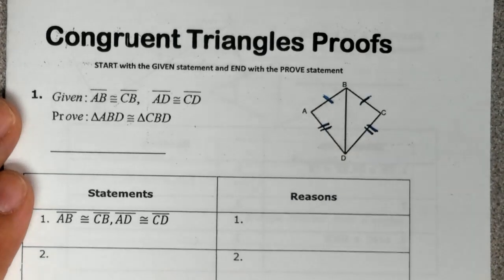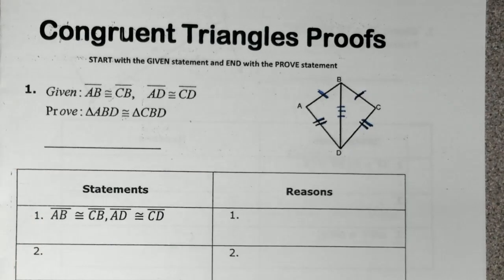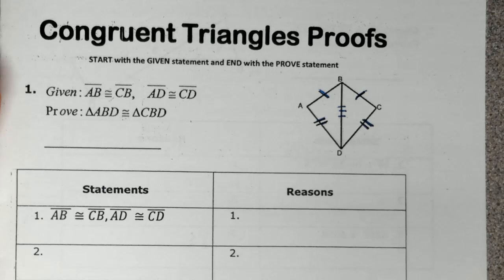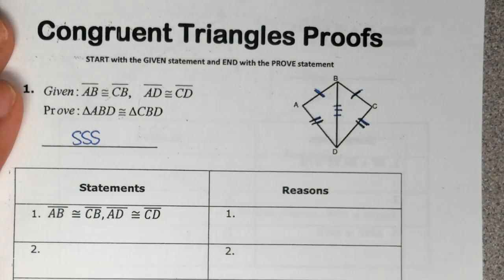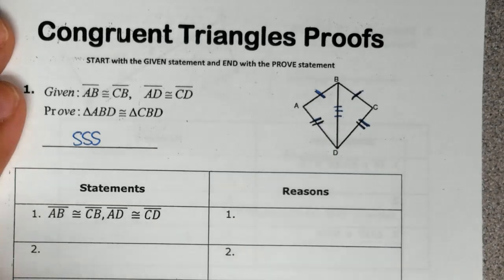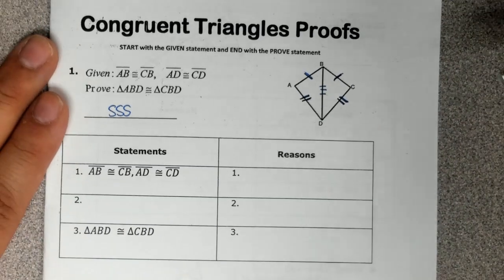What else could I add to this picture? The middle tick marks, do y'all agree? And then what kind of triangles do I have? Side, side, side. So this is going to guide what we're doing in our proof. Now that we've determined that, now I'm going to write a proof to prove it.